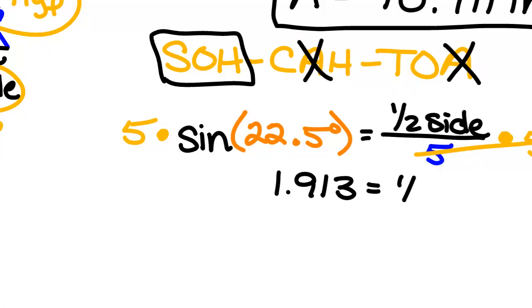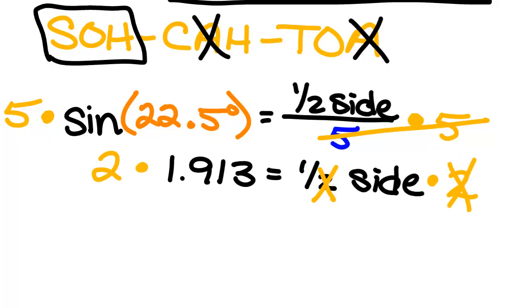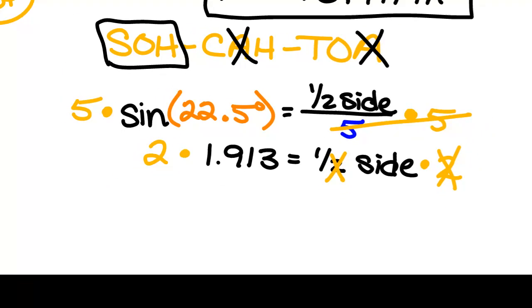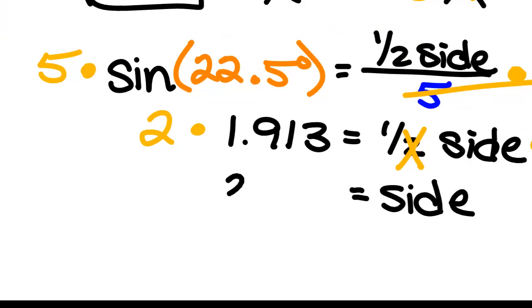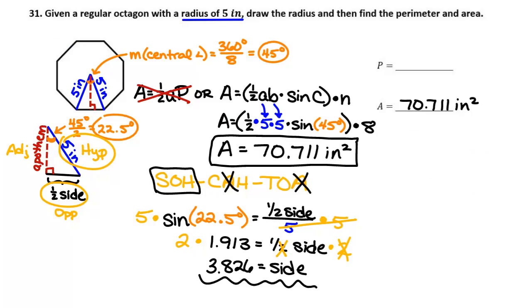1.913 is equal to my half side, but I don't want half the side, I want the whole side. So what do I need to do to this to get rid of that 1/2? Multiply by 2. If you do it to one side, you got to do it to the other side. That 2 cancels my denominator out, so now I just have one side is 3.826. So this right here is what I want to use to find the perimeter.